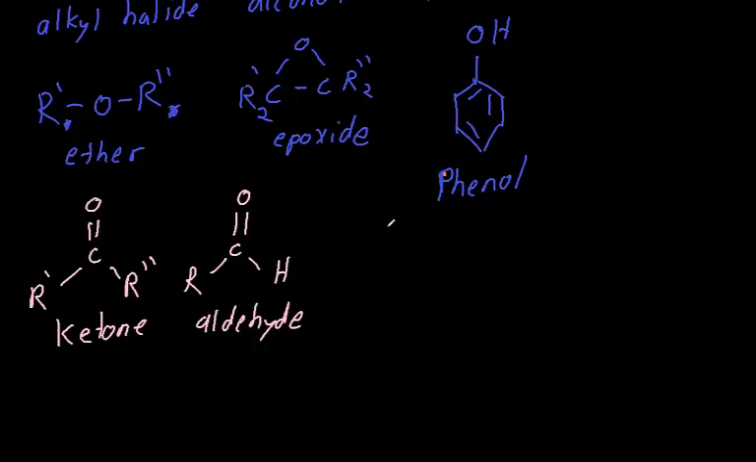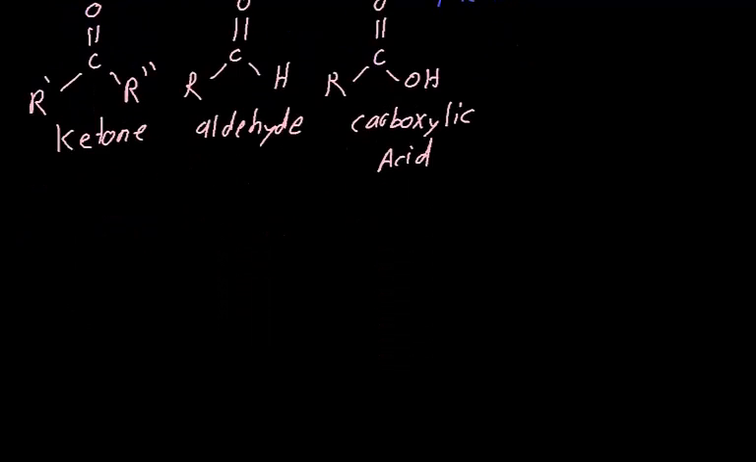Then we have a carboxylic acid. Carboxylic acid. And so you can tell that these are all very similar. Ketone just has one of its R groups replaced by a hydrogen to get an aldehyde, and then a carboxylic acid just has that R group replaced by an OH.